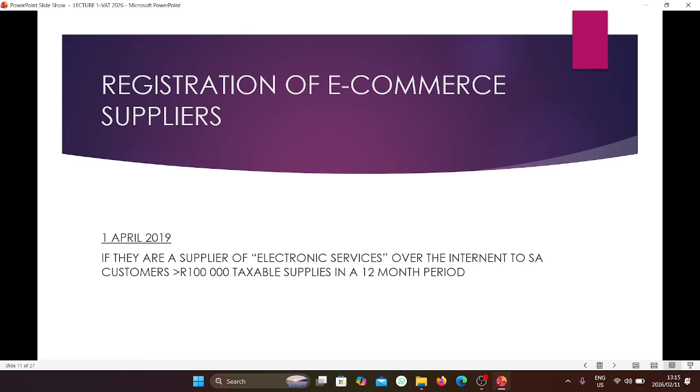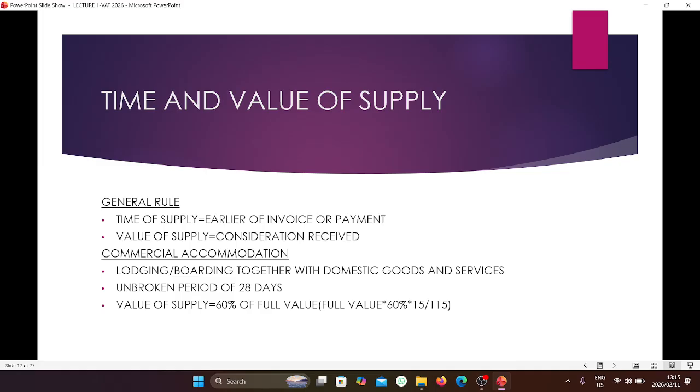Registration of e-commerce suppliers. There are certain suppliers whose business is solely online. They sell their things online, for example Shein. They qualify to be e-commerce suppliers because they don't physically sell their stuff. They have to register as e-commerce suppliers if the taxable supplies they are selling over the internet are more than 100,000. And this rule started from the 1st of April 2019.